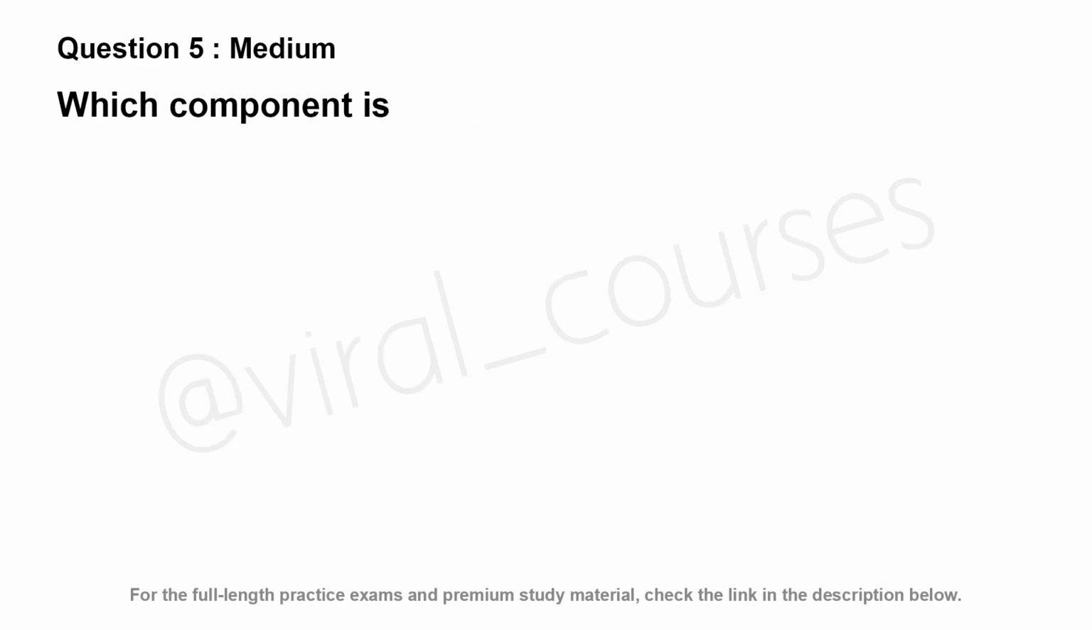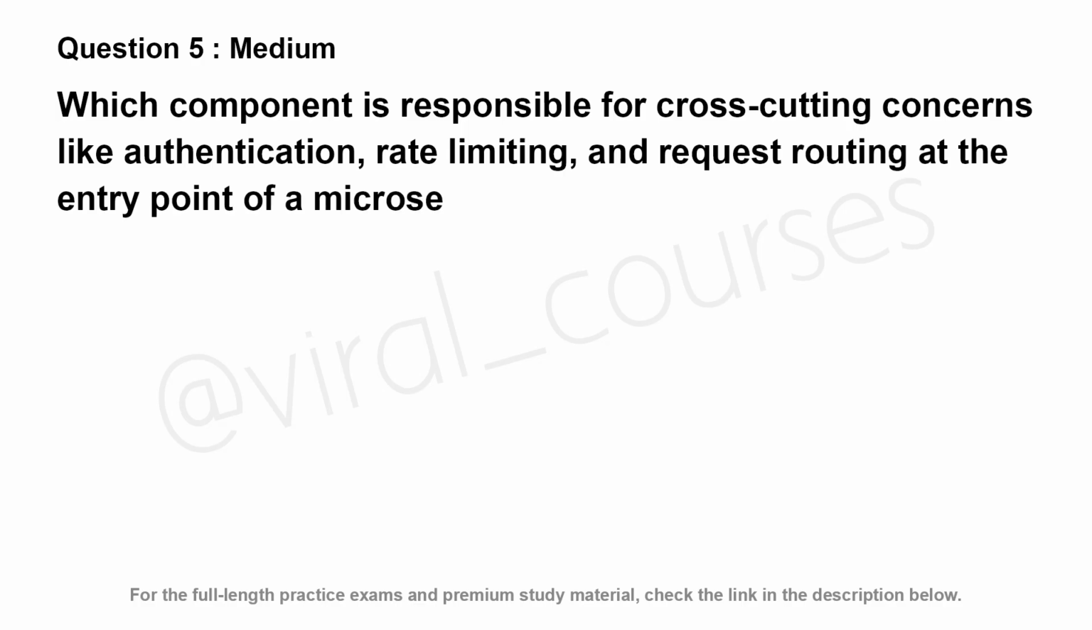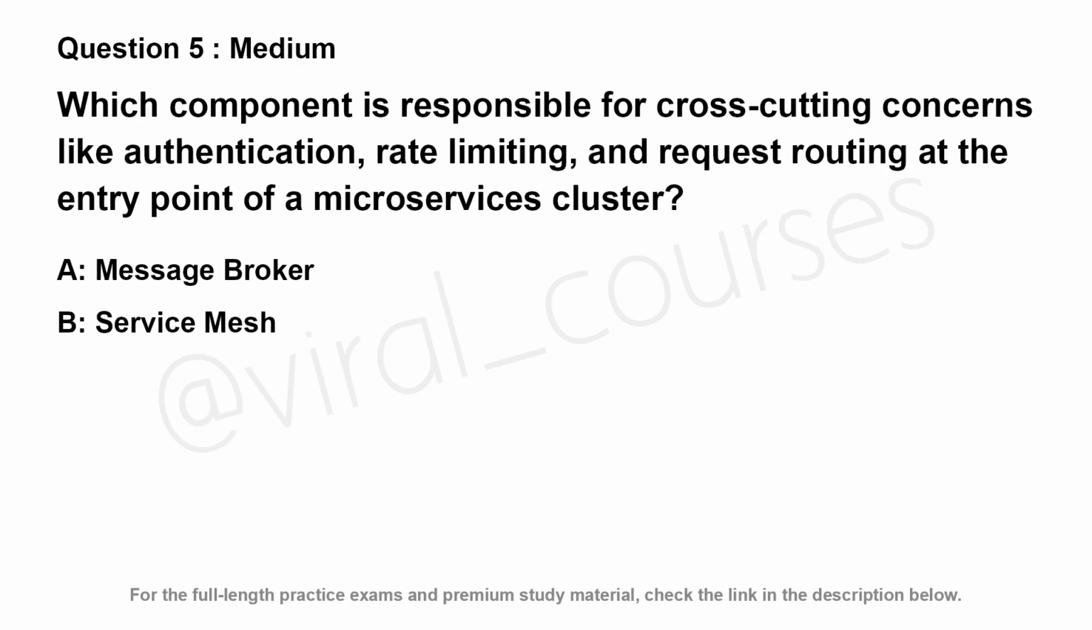Which component is responsible for cross-cutting concerns like authentication, rate limiting, and request routing at the entry point of a microservices cluster? Option A, message broker. Option B, service mesh. Option C, API gateway. Option D, load balancer.